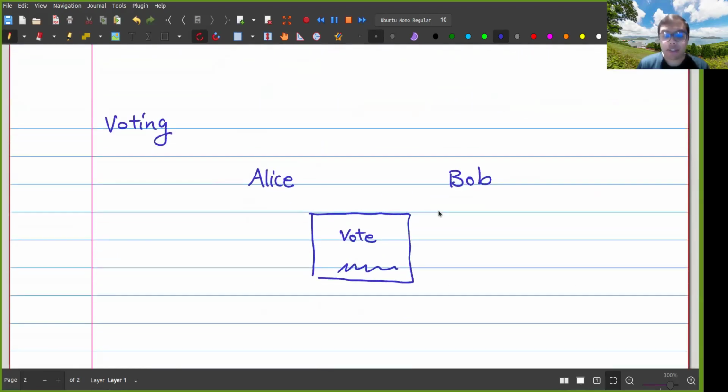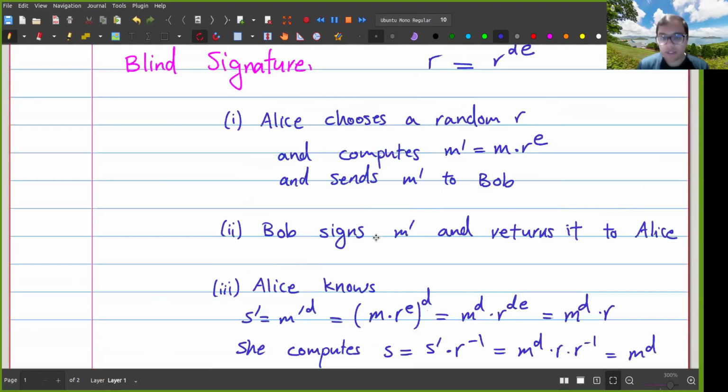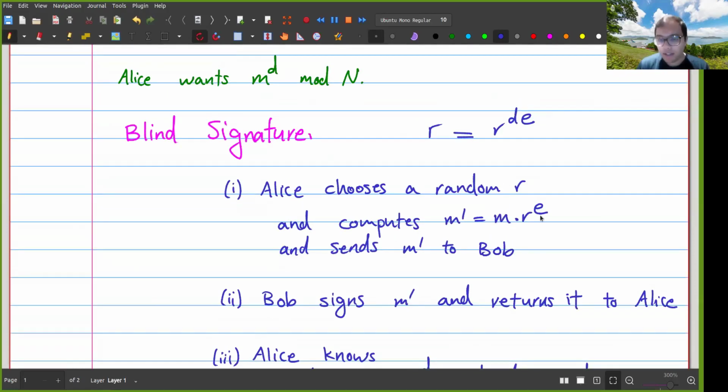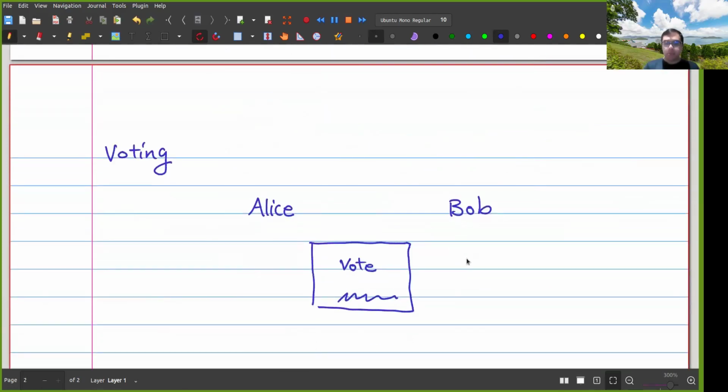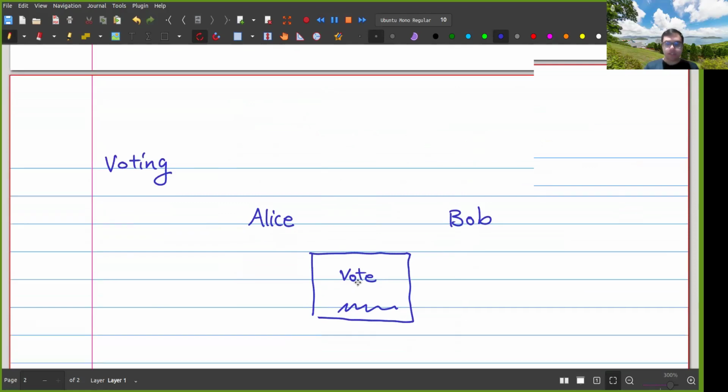Now, Alice can just take her vote, which is this M, blind it like this, give it to Bob, and then Bob signs it. And if we trust that Bob will not sign more than one vote for each voter, then Bob didn't know what or who Alice voted for, but Alice could get the signature of Bob on her vote, and so she can now prove that this is a valid vote. Okay, so this is one of the use cases.